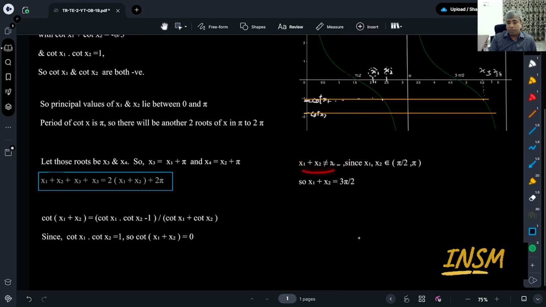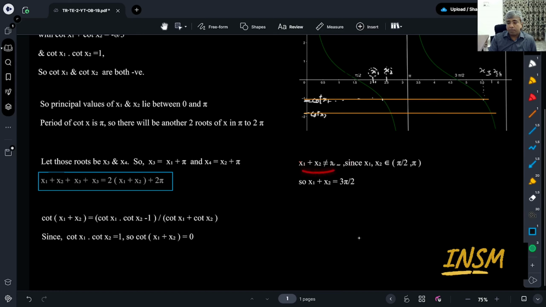So x1 plus x2 will have to be pi by 2 plus k pi. So we'll add pi to this pi by 2, because cot 3 pi by 2 is also 0. So x1 plus x2 will come out to be 3 pi by 2, since both the values are between pi by 2 and pi.